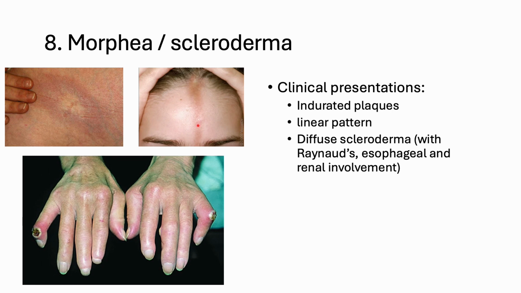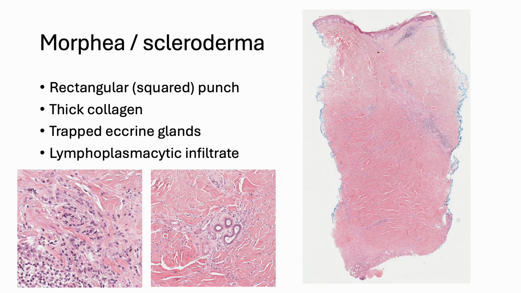But if there is a more diffuse pattern, where not only the skin is involved but also there are renal symptoms plus esophageal stricture, we call this diffuse scleroderma. Histologically, you can see the biopsy is a squared punch biopsy. Why is it squared? Usually you see a squared punch biopsy in two situations: one is morphea scleroderma, the second is punches from the back.